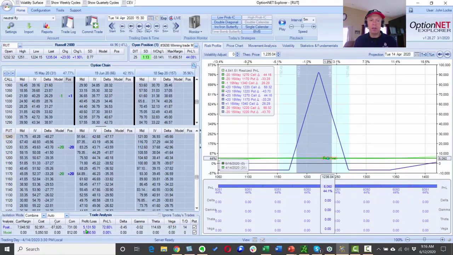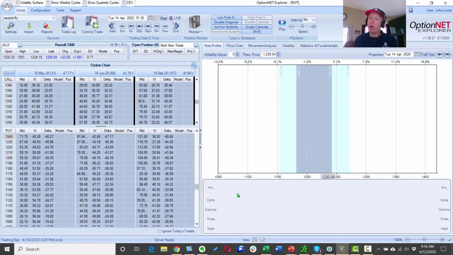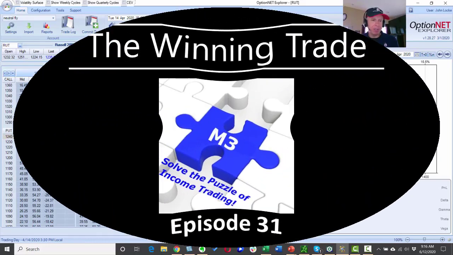And that is a profit of $5,050. And that is 10% of our planned capital of $50,000. And I think we only got $10,000 in the trade, so that's 50% of our actual capital in the trade. A fantastic result for our winning trade this month, the M3.